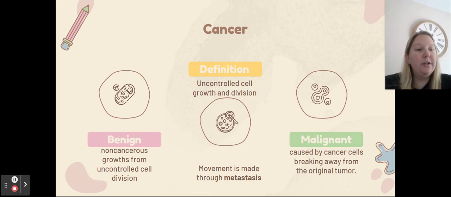And we have two different types of cancer that we specifically talk about. We have benign. Benign tumors are non-cancerous growths that still form from uncontrolled cell division. These are non-cancerous. And then we have malignant. These are caused by cancer cells that have broken away from an original tumor through a movement called metastasis.